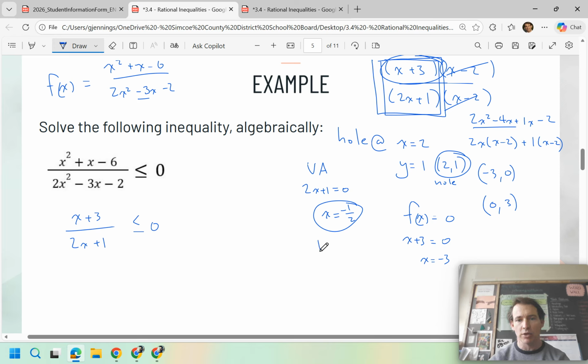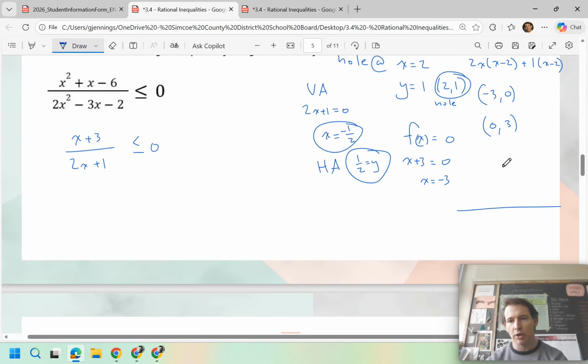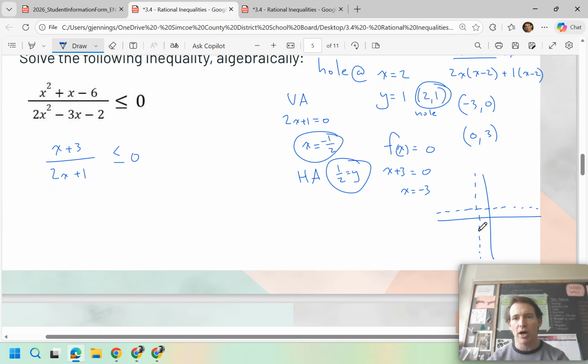We also have a horizontal asymptote at 1/2. So that's y equals 1/2. That's useful for the purposes of our sketch. Make a sketch because it helps you organize your thinking. Here's our vertical asymptote at negative 1/2. Here's our horizontal asymptote at positive 1/2. And then we know that the y-intercept is (0, 3), so that's up here. The x-intercept is at (-3, 0), so that's back here. And this thing is going to have this behavior this way, and that way, and this way.